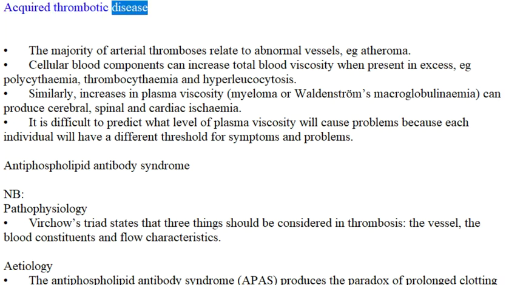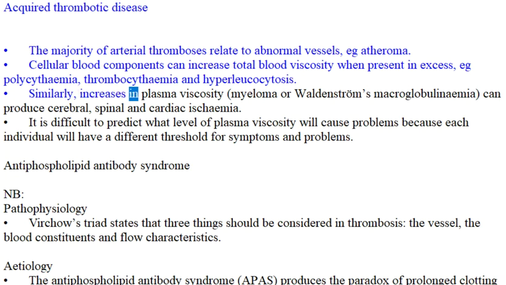Acquired thrombotic disease. The majority of arterial thromboses relate to abnormal vessels, e.g. atheroma. Cellular blood components can increase total blood viscosity when present in excess, e.g. polycythemia, thrombocythemia and hyperleukocytosis.